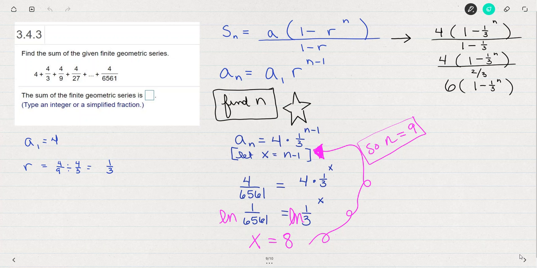If you solve this, the natural log of 1 over 6561 equals the natural log of 1/3 to the x, then what happens is this x, when we do natural logs, comes down in front. Let me just show you this arithmetic. I'm going to put that ln 1 over 6561 in the calculator, and then I'm going to divide that answer by ln 1/3, and that's going to give me the x. But when you do that calculation, you get that x equals 8.